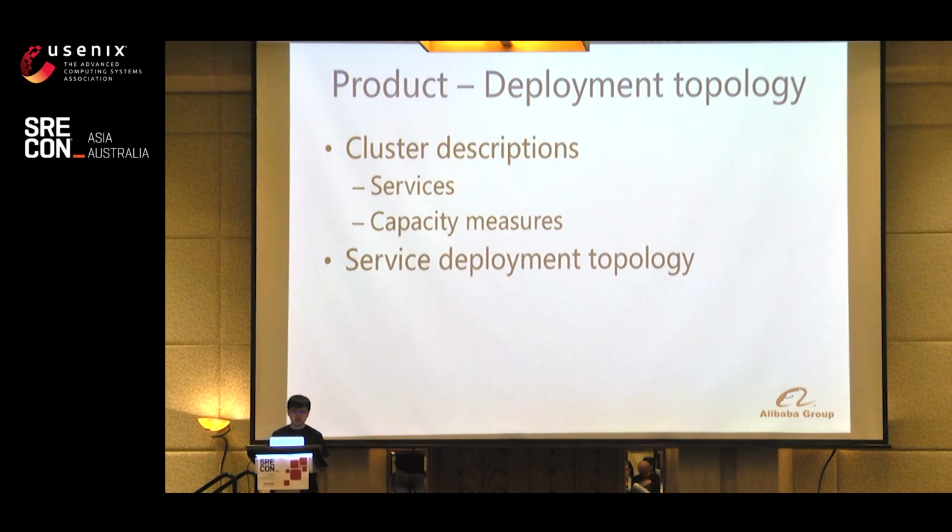And another thing we need to describe in the deployment topology is the service deployment topology, because we have different kinds of service. In one cluster, we might have thousands or tens of thousands of servers. Different services will be mapped onto the servers in different manners. Some services will be deployed onto every server in the cluster, but some services only need 2 or 3 servers in the cluster.